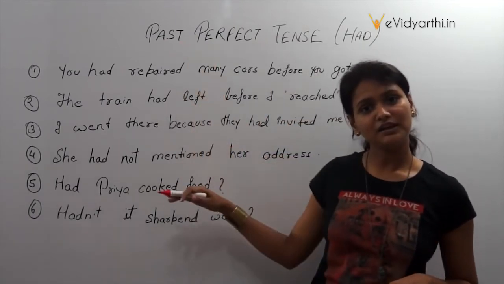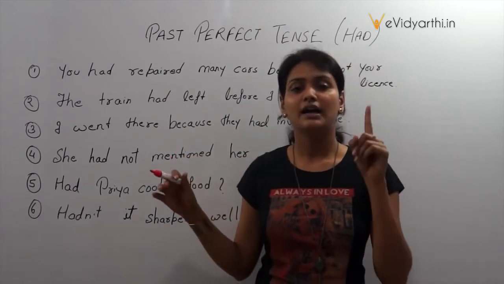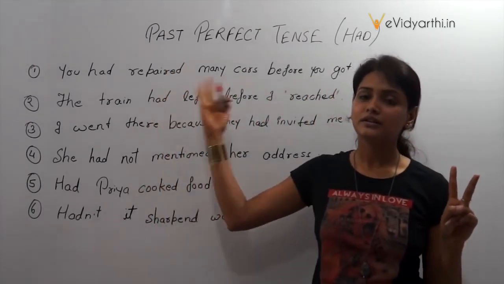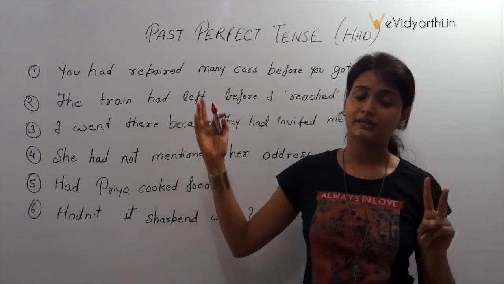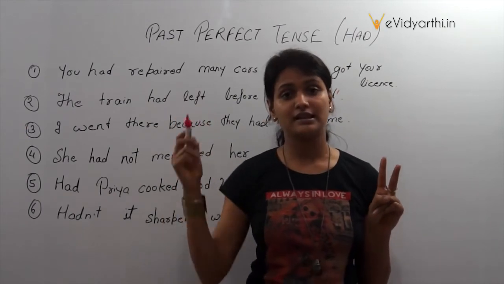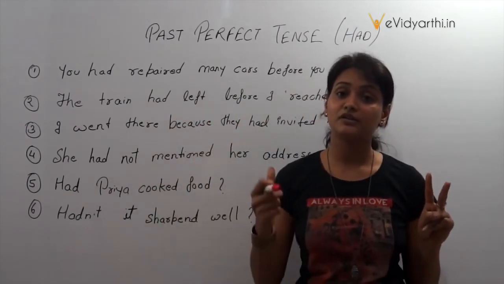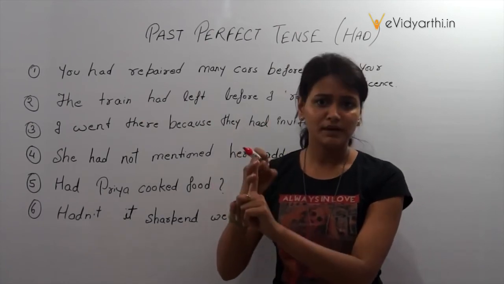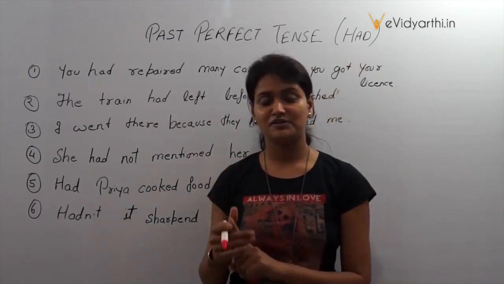So in this way, the rule 1, we use had in past perfect, and the rule 2, we use third form of the verb along with it, and the first action which happens in the past, which took place in the past, is identified as the past perfect, or second action can be identified like simple past or past continuous.